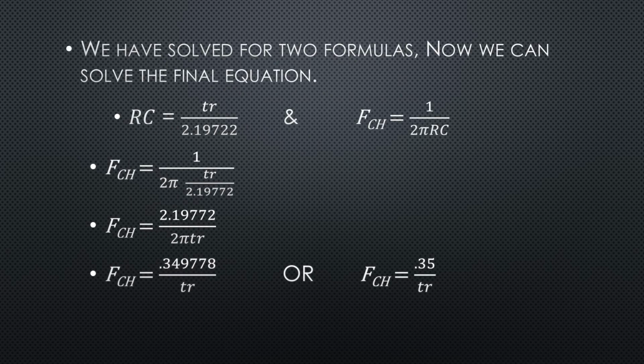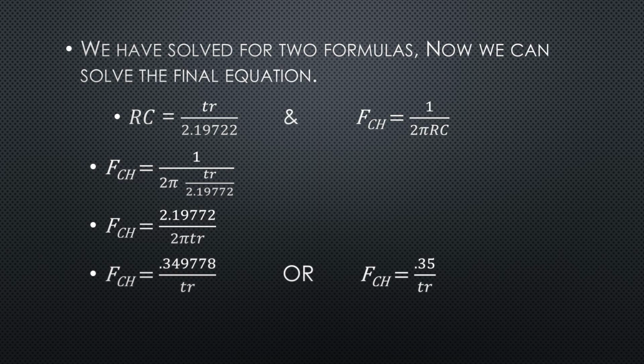Okay, so we've broken everything down in terms of rise time and frequency cutoff. And we've got two basic formulas. RC is equal to rise time divided by 2.19722. And frequency cutoff high should be equal to 1 divided by 2 pi RC.